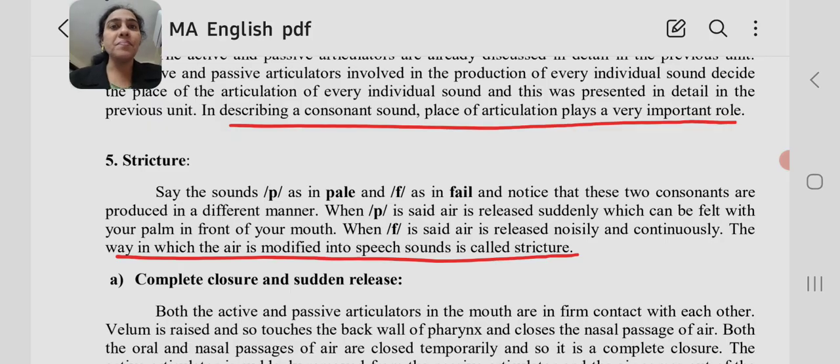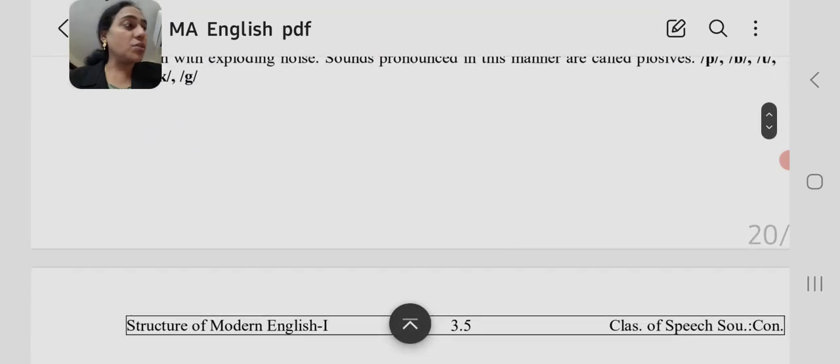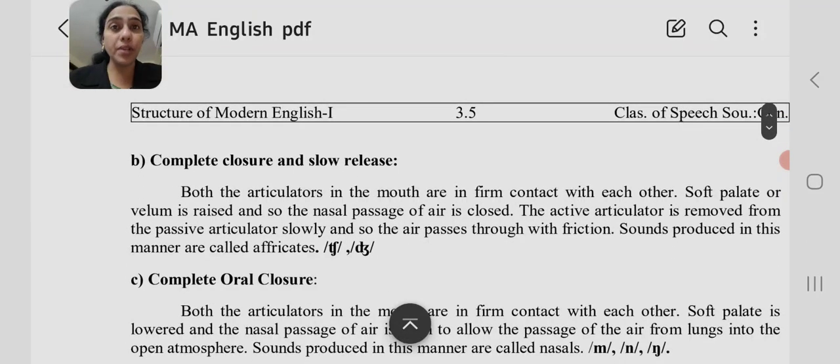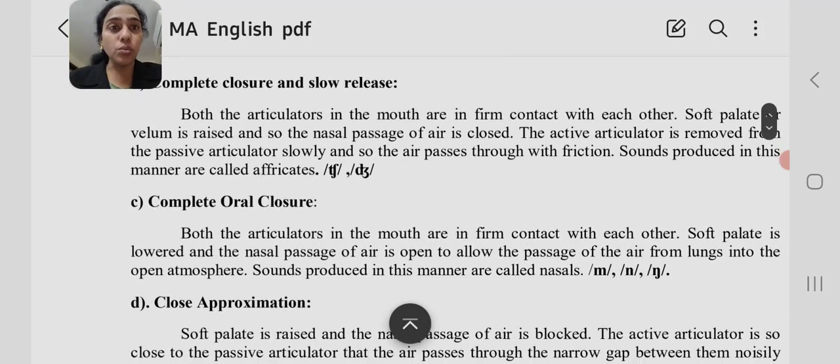That's how the stricture has various kinds which we discussed yesterday, like plosives, affricates, nasals, orals, etc. And this is what you have to write if the question is asked as: describe the various criteria in order to define a consonant. A very important question for Roman 2 in the question paper.